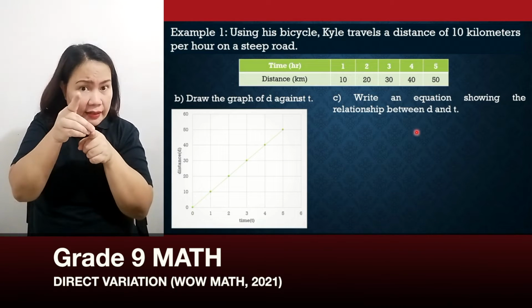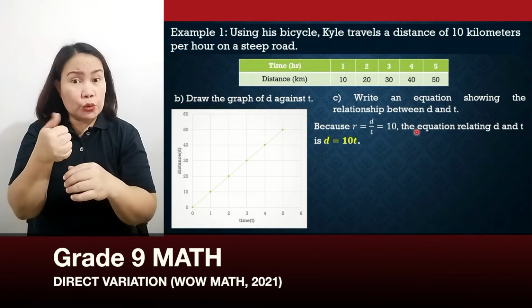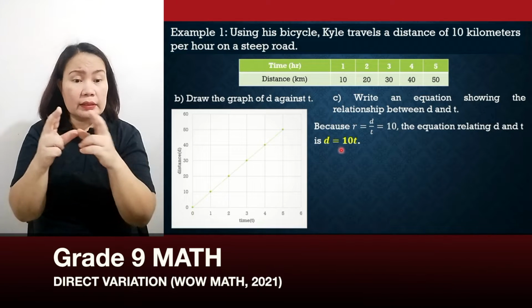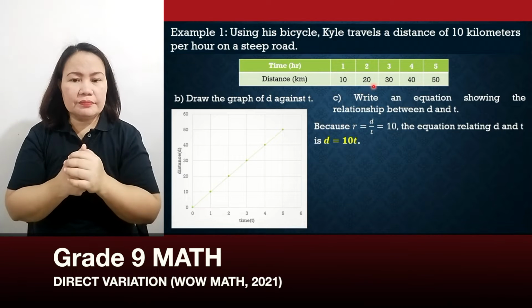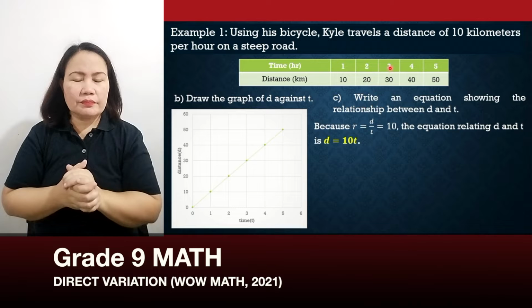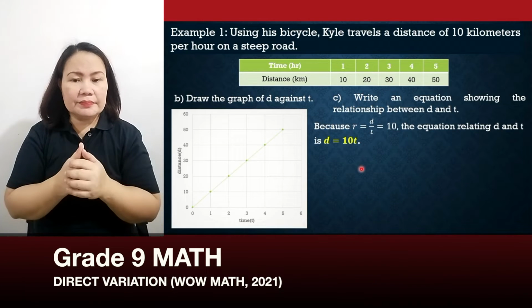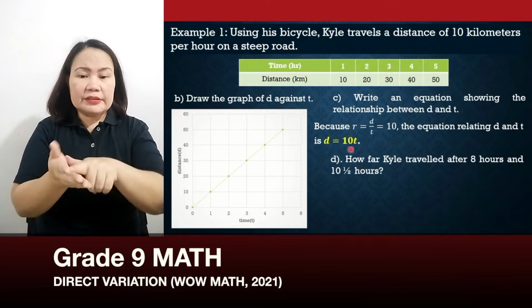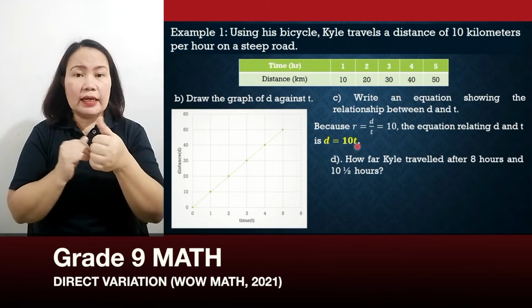So, ano ibig sabihin nun? Since 10 yung ratio nila, the equation relating d and t is d = 10 times t. So, try natin i-check. Kung ang time natin is 3, so 10 times 3, the distance is 30, correct? So, ibig sabihin yung equation natin dito is d = 10t, or 10 times t.